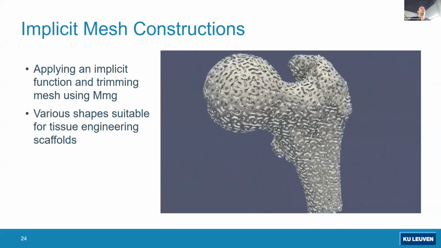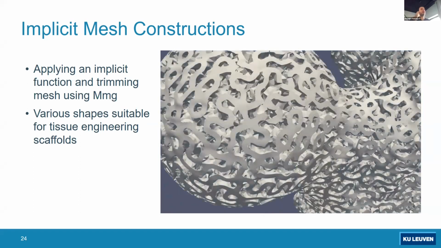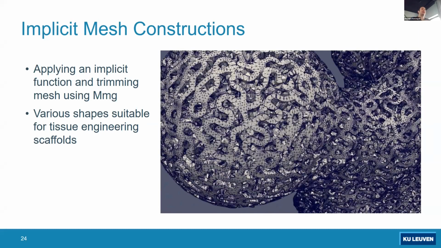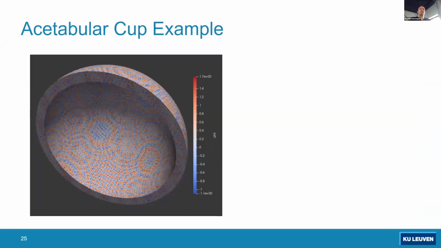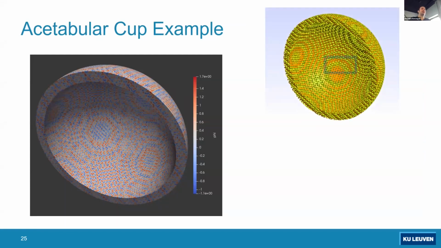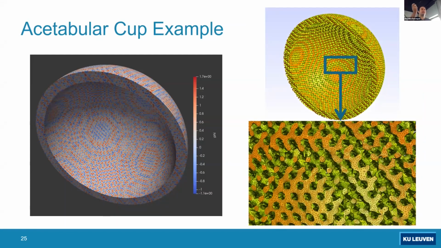So in this case, you can see that we have a kind of gyroid shape applied to a complex shape, and then remesh it again. And this is something we use a lot in our group. This is another example for a cup, applying a function and then remeshing it using MMG, which can be later used for another simulation. I will show you an example at the end of this presentation.